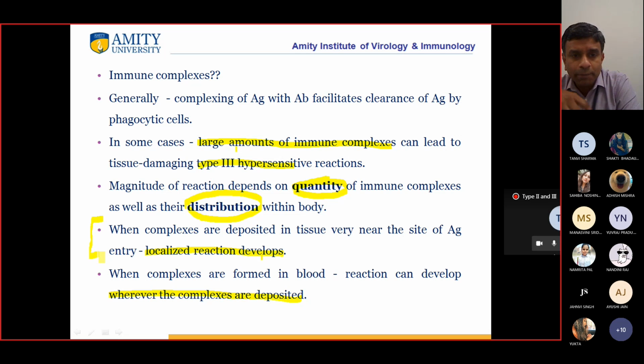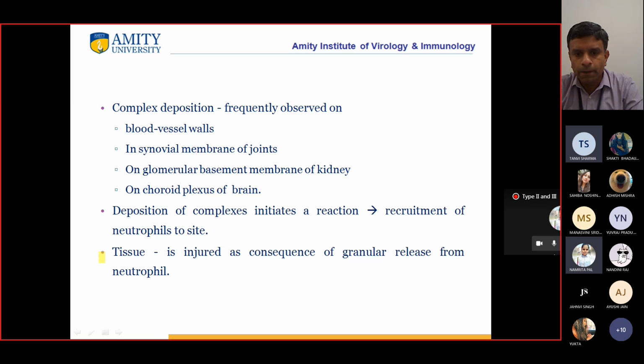But if the same thing happens in the blood, then what happens? Inside the blood there is circulation, and blood is going to every part of the body, right? So those immune complexes can go and settle down at any place, and wherever they settle down, they will cause a reaction at that site, okay? Clear? Yes, sir. Okay.